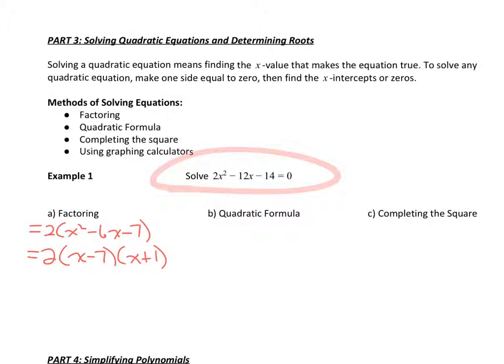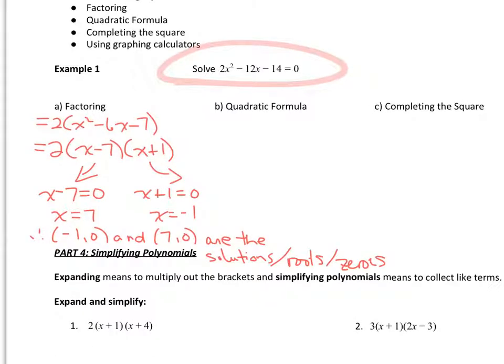So now for our zeros, remember we take each of these brackets and set them equal to 0 to find the zeros. So by factoring, we say that x equals 7 and x equals -1, or the 2 points -1, 0 and 7, 0 are the solutions, also known as the roots, also known as the zeros. All of these things here all mean the same thing. That is where it's going to cross the x-axis.